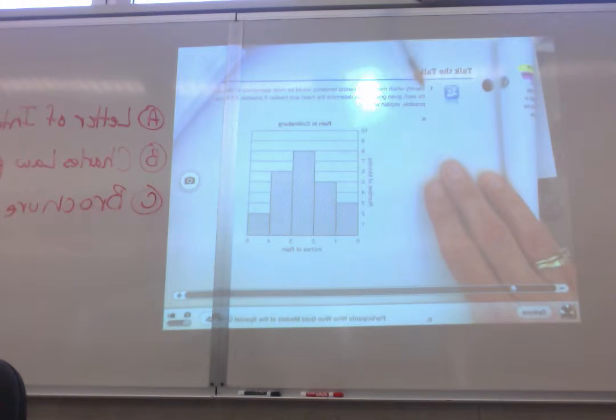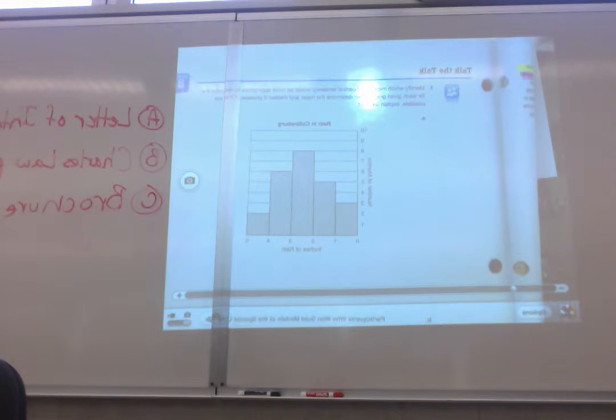Top of the page, 477. Wyatt, could you read for us? Identify which measure of central tendency would be most appropriate to describe the data for each given graph. Then determine the mean and median if possible. If it is not possible, explain why not.